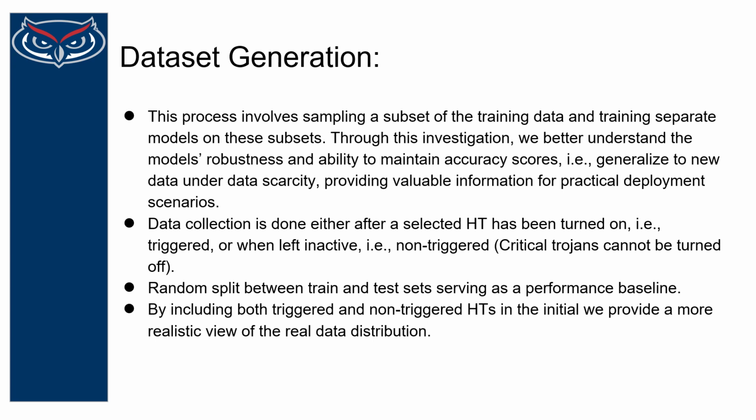Data collection is done either after a selected HT has been turned on, triggered, or when left inactive, non-triggered. Critical Trojans cannot be turned off. A random split between train and test set serves as a performance baseline. By including both triggered and non-triggered HTs in the initial set, we provide a more realistic view of the real data distribution.